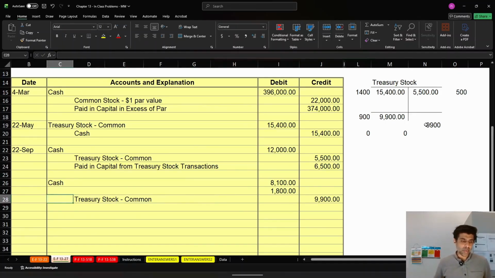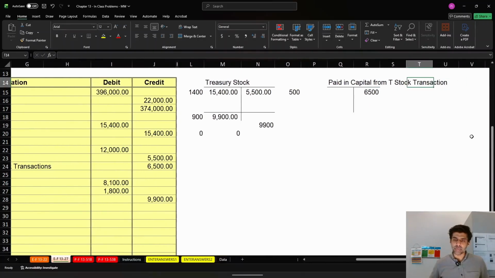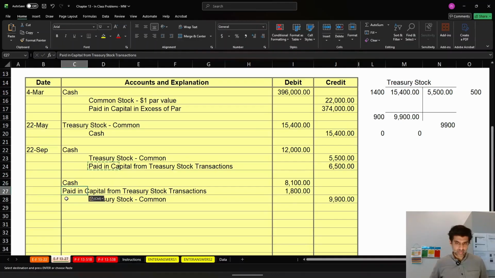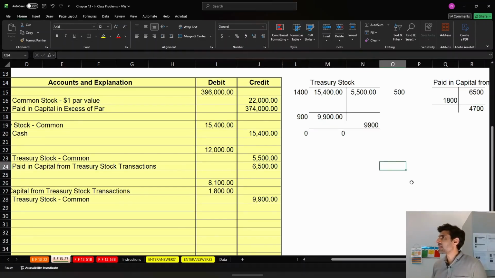Okay. And remember, if there's a balance in this paid in capital from treasury stock transactions, we're going to take it out of this piggy bank. This was a gain. Now we're taking a loss, so we're going to kind of draw it down from here. So this is going to be coming from this account. Okay. So now at the end of this, the balance is 4,700. Okay. And this account balance is 0. All right. Is everyone good with that?